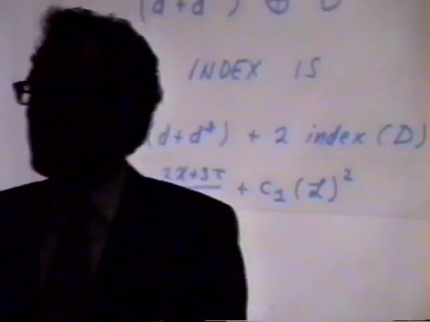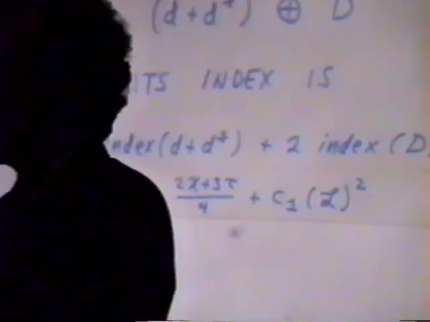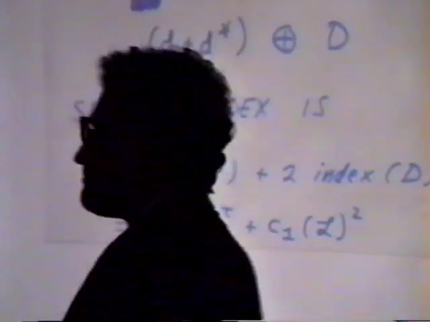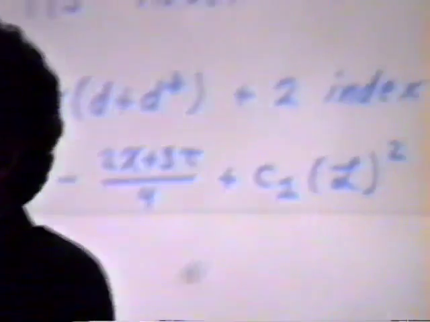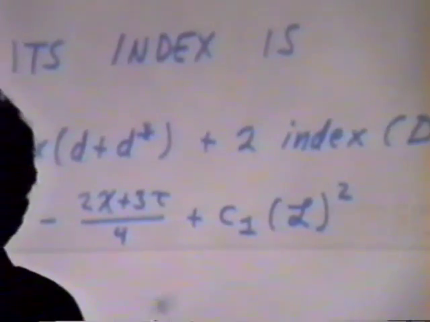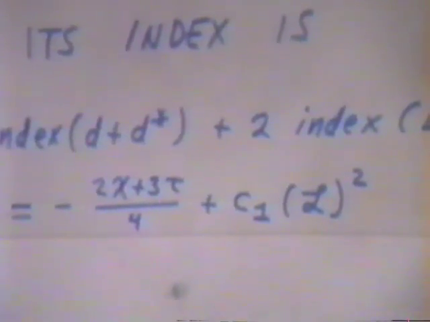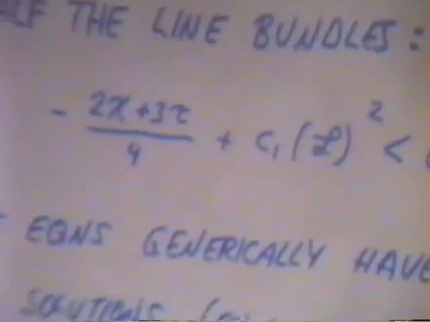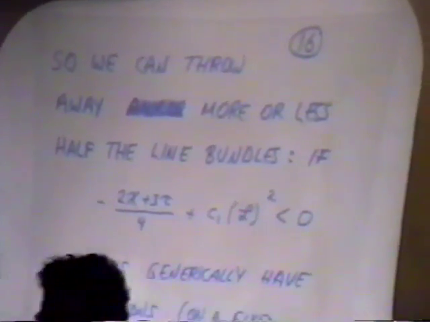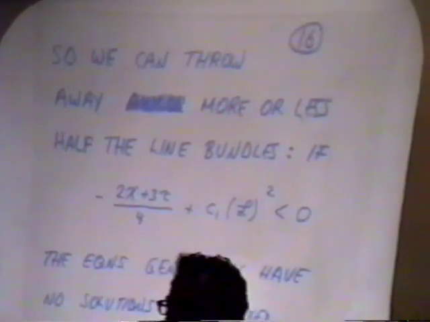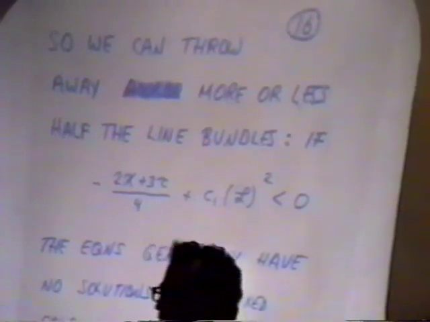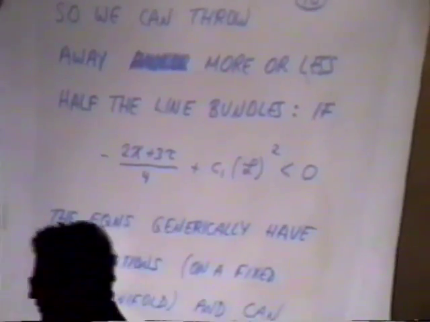Well, one simple corollary of this is that generically, essentially, to simplify slightly, the dimension of the moduli space of solutions should be this number. And if that number is negative, after a generic perturbation, there won't be any solutions. So we can throw away more or less half the line bundles. If the index is negative, then the equations generically have no solutions on a fixed Four-Manifold and can give no topological information.